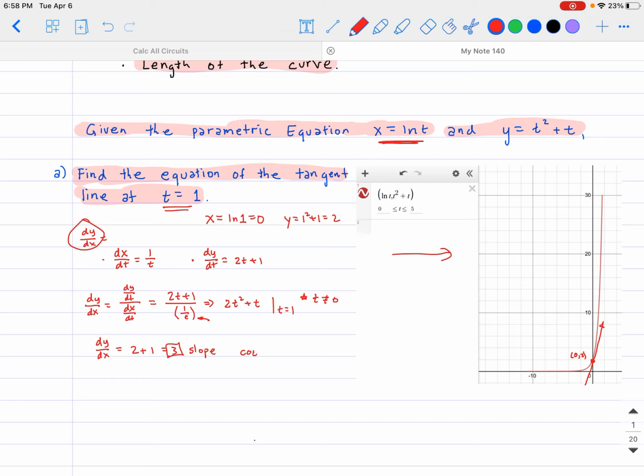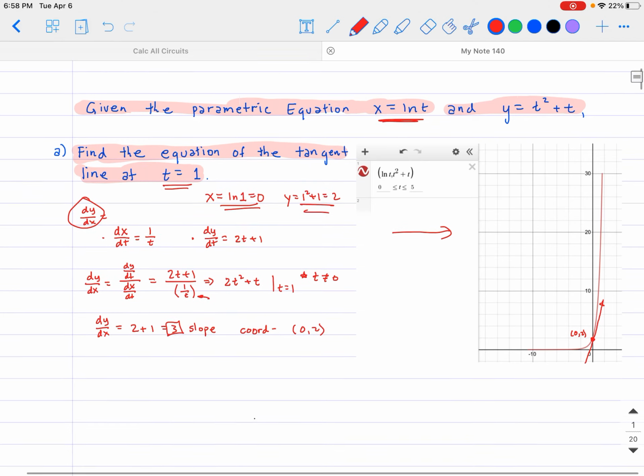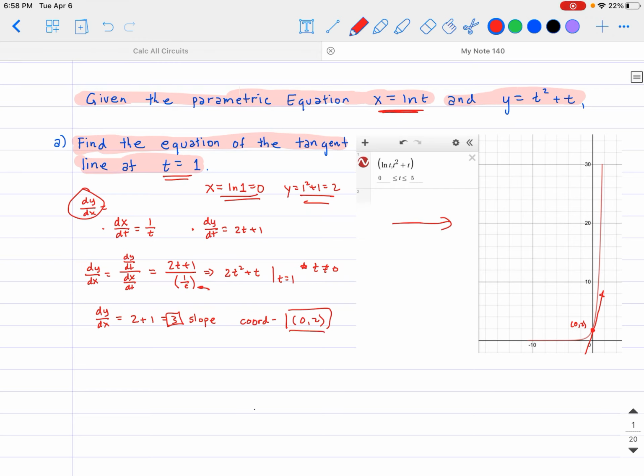The coordinate we actually solved for earlier, because if you remember, we did it over here. The coordinate is going to be (0, 2). So we've got everything we need then. We have the slope, we have the point. We can now go ahead and put it into our point-slope form to get our equation. So finally, it's going to be y minus 2 is equal to 3 multiplied by x minus 0 in this case. And you don't have to write this in parametric form because there are technically infinite numbers of answers or parametric equations that can satisfy this condition. So just the tangent line will be suitable.